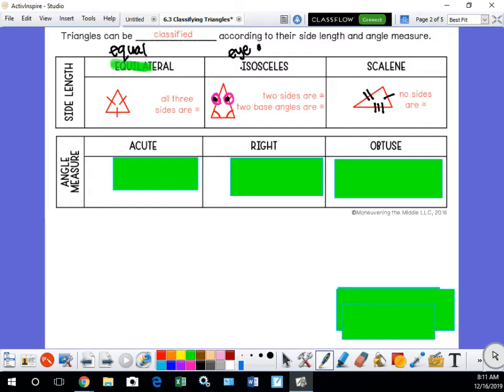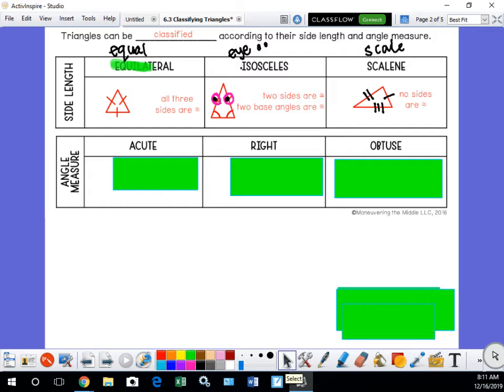Isosceles, you have two eyes, so two of the side lengths are the same. And then scalene is like a scale. They're all going to weigh different amounts because they're different sizes. All right. Triangles can also be classified based on their angle measurement.